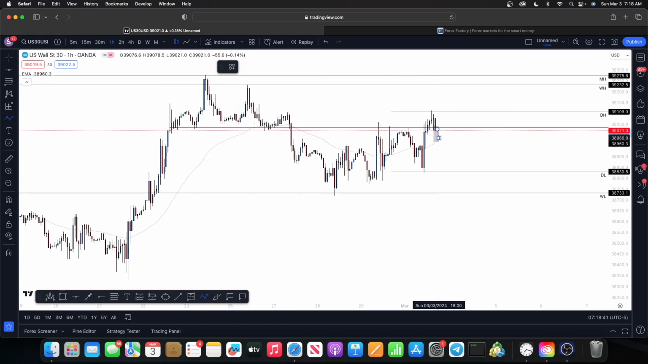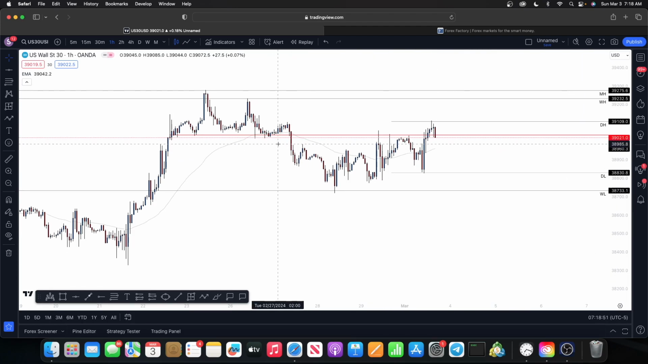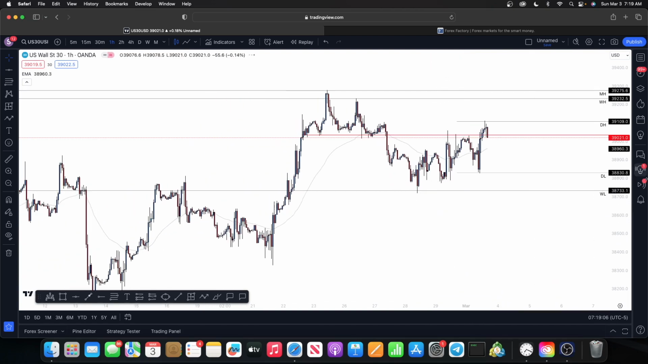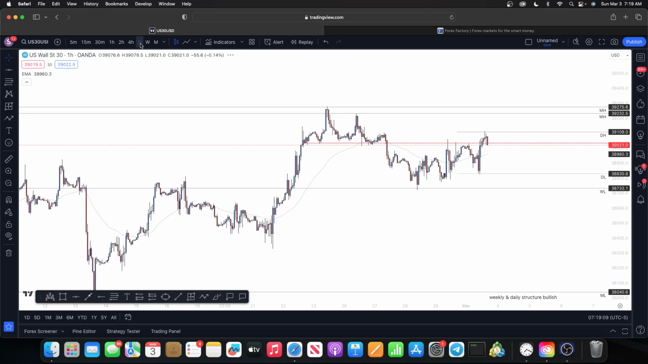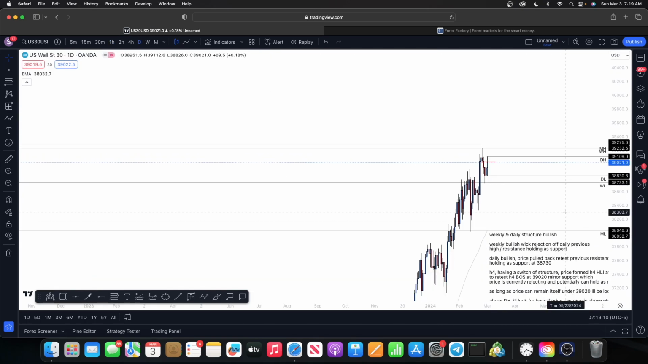Obviously we're gonna need to see some movement like this. We need to see some lower time frame lower lows and lower highs to start taking this trade, right? But as long as price can remain under this zone, 39,020, I will be looking for sells back down into this daily low, which is gonna be the 38,823. And then if obviously the bearish volume continues, my target will be back down into this weekly low at 38,730, right?